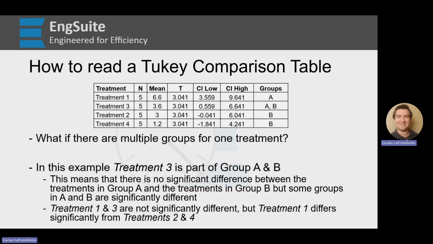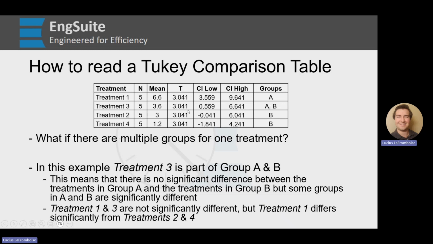But what if there's multiple groups for one treatment? So like treatment 3 here, we have A and B. So in this example, treatment 3 is part of group A and B. And that means that there's no significant difference between the treatments in group A and the treatments in group B. But some groups in A and B are significantly different. So that means everything in group A, treatment 1 and 3, are not significantly different. Everything in B, treatments 3, 2, and 4, are not significantly different. But treatment 1 is in A, treatment 2 and 4 are in B. There's no overlap in the groups. That means they are significantly different.